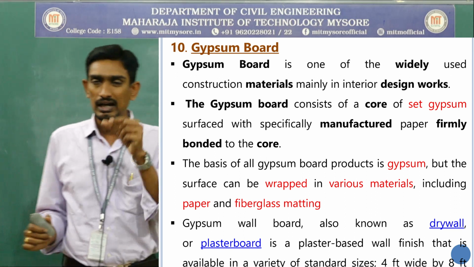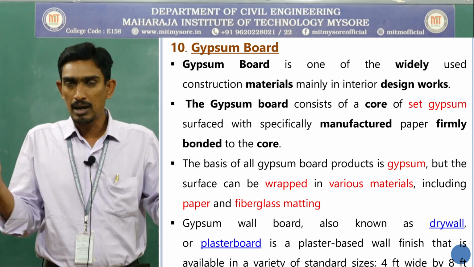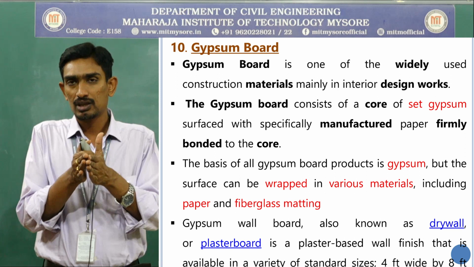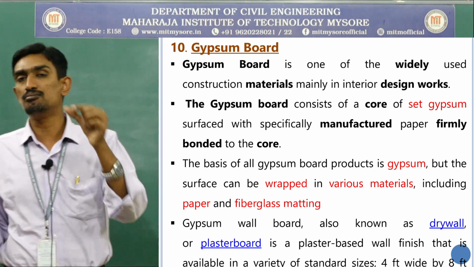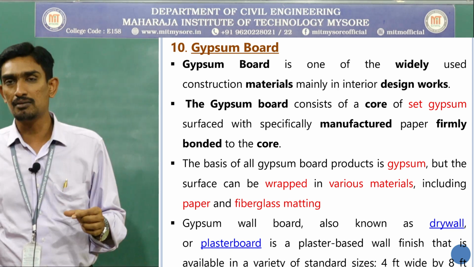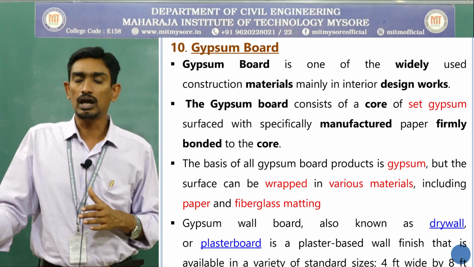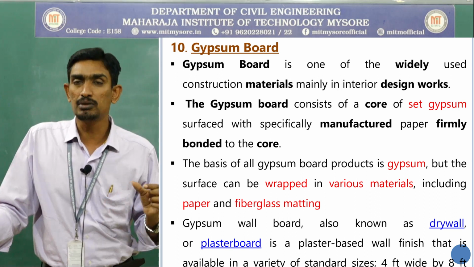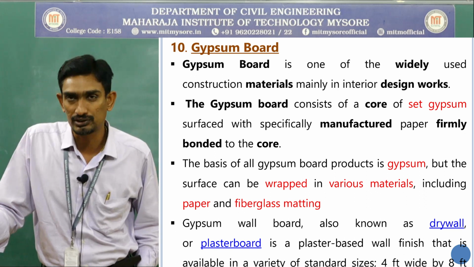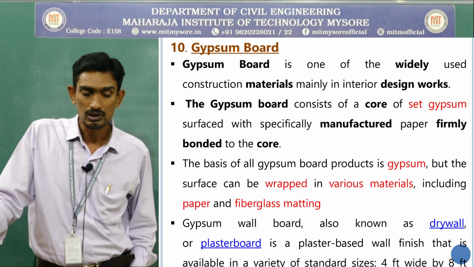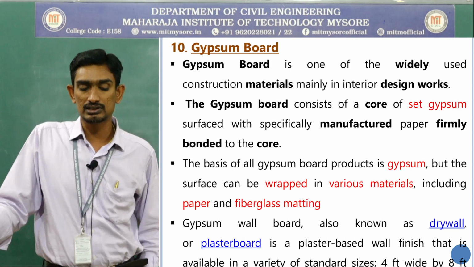That means in the interior, the core is gypsum, and the paper is impregnated on the outer shell of the gypsum. So that is what gypsum board is. The core is gypsum, and on two sides it has paper which is firmly impregnated to the gypsum. That is called gypsum boards. Is it clear?